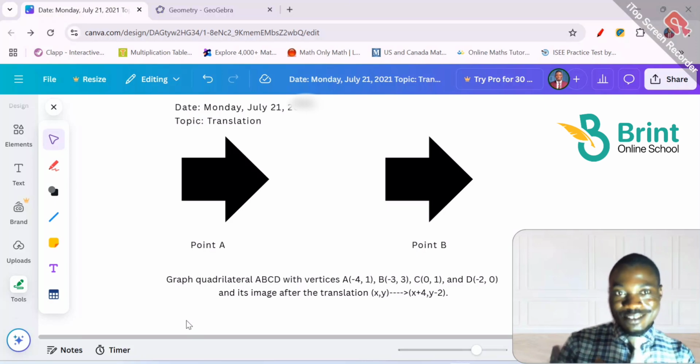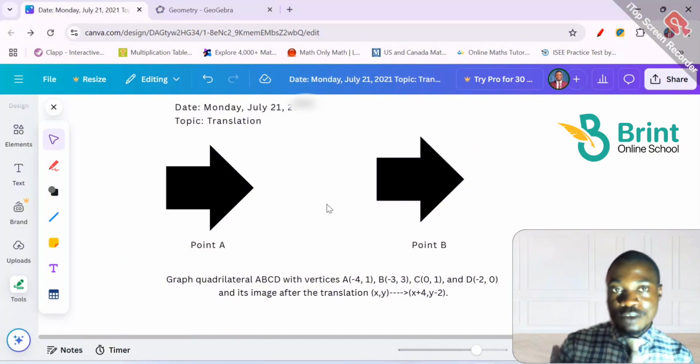By the end of this lesson, we are going to learn how to perform translation on a plane surface. So what is translation? Translation is the process of moving a geometric figure on a plane surface or in space without changing the size or the direction of the figure. It is a type of transformation that involves movement of a figure.